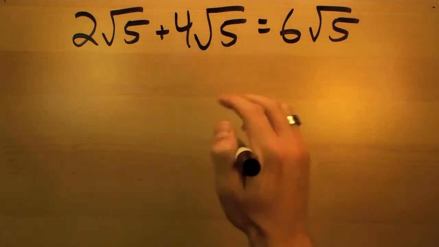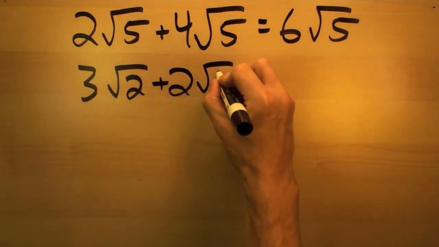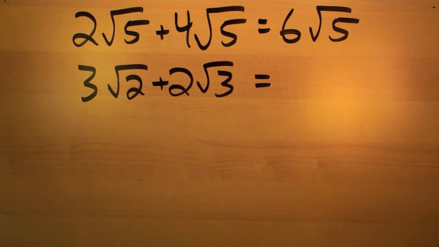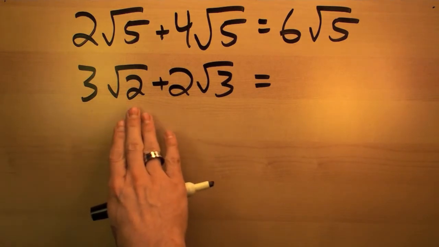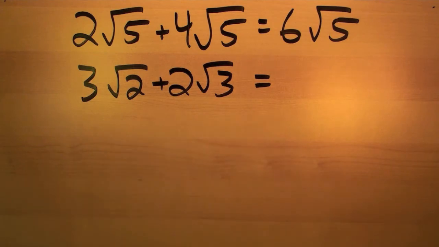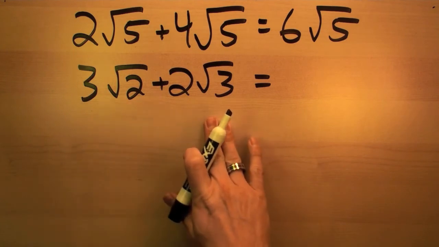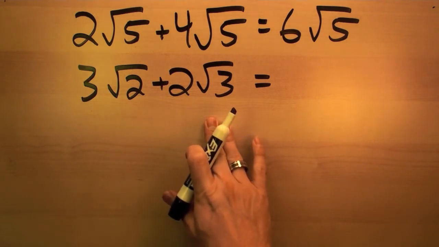If we tried to add together 3 square root of 2 plus 2 square root of 3, then it doesn't make as much sense, because if we have 3 square roots of 2 and 2 square roots of 3, then what type of object do we have when we add them together? Well, they're different types of objects. So we don't really have 5 of anything. So we cannot combine values that have different roots through addition.